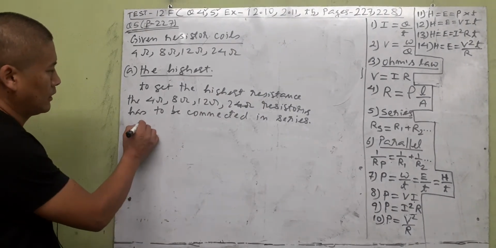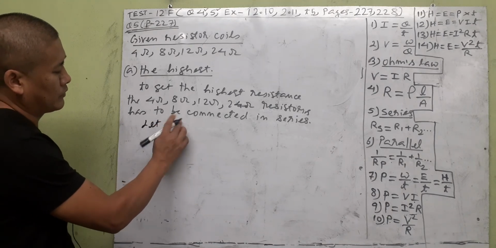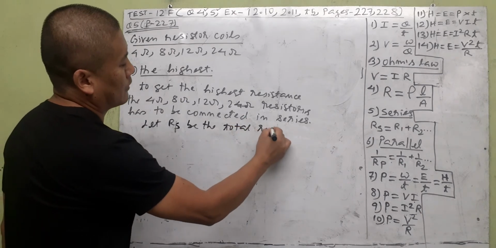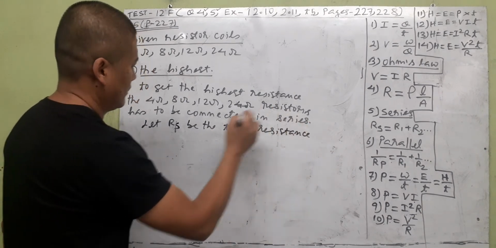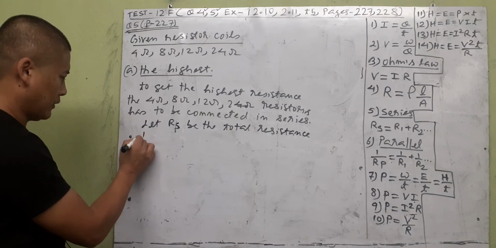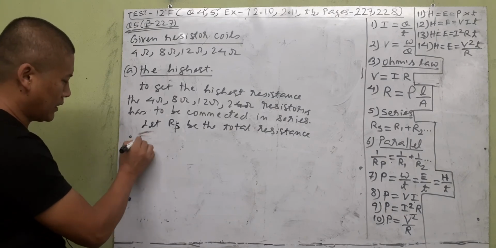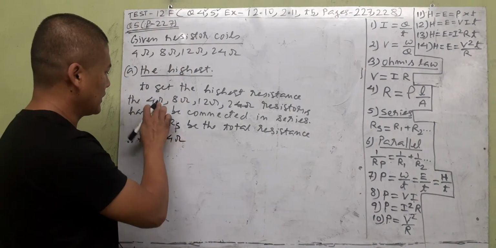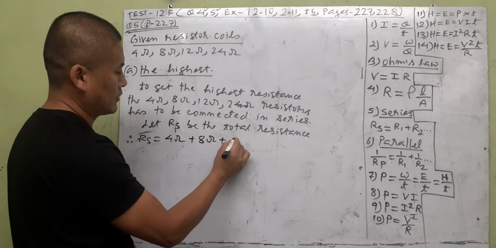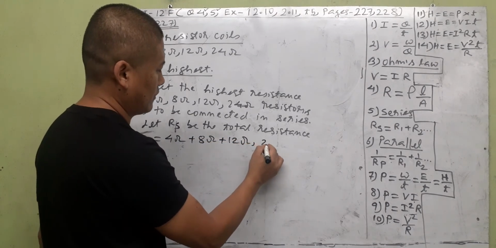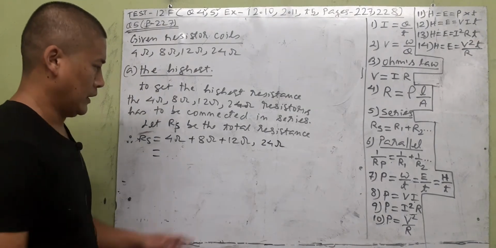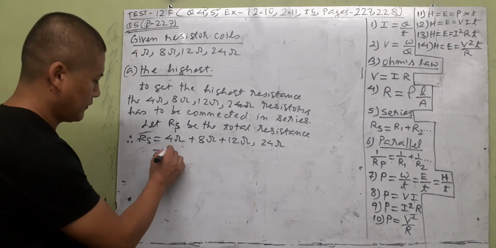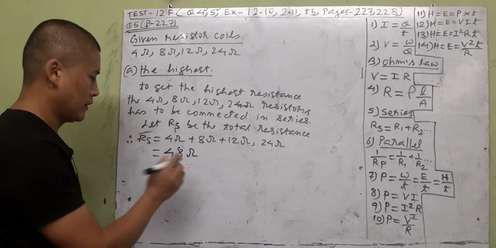Okay, so here let us write, let RS in this case be the total resistance. So let us see, therefore series means RS equal to R1 plus R2 plus R3 plus R4. First one R1 is 4 ohms, second one is 8 ohms, then 12 ohms and 24 ohms. So if you add this, 36, 44, 48, so 48 ohms. This is the highest value you can get.